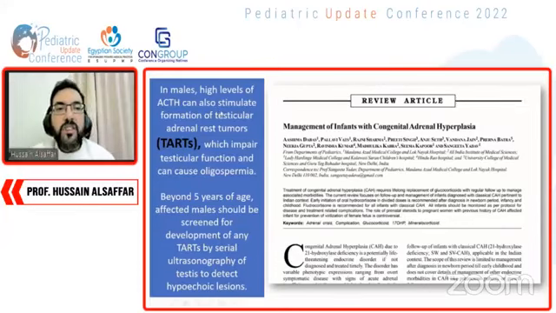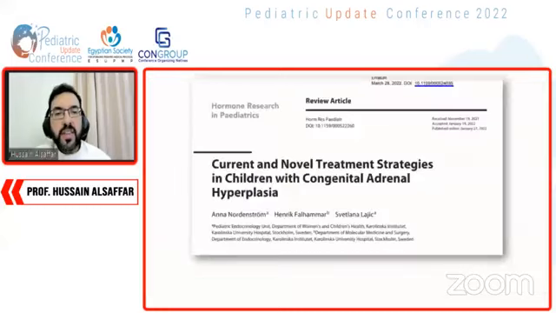There is a chance for them to develop testicular adrenal rest tumor, TART, which later is going to impair the testicular function and can cause oligospermia. So they recommended that beyond 5 years of age, all affected males should be screened for development of TART by serial ultrasonography, because on clinical examination you may not detect the early lesions. By ultrasound, you can find the hypoechoic lesions, and that could help you diagnose the TART earlier.